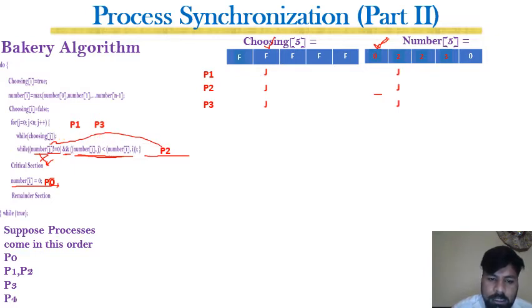So p2 will move ahead and evaluate these two conditions. The first condition is that number at j should not be equal to 0, and this condition is true. The second condition is that number at j comma j should be less than number at i comma i. So number at j is 2, because number at 2 is 2, right? Number at 2 is 2, and comma j is 1, for p2, j is 1, right? So (2, 1) is less than (2, 2), yes, because 2 and 2 are equal, but 1 is less than 2, so the condition is true. So both these parts become true. If both of them are true, it means that p2 will once again fall in the trap, fall in busy wait, and p2 will be waiting here.